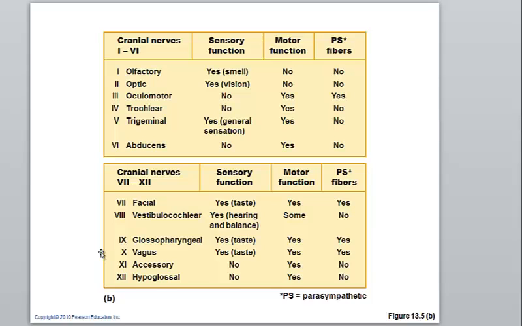Your eye movement is maintained by 3 cranial nerves: oculomotor, trochlear, and abducens. And you see all 3 of them are pure motor. Trigeminal, you have a mixed nerve there. Facial, again, mixed. Vestibulocochlear, mostly sensory, but with some motor function. Glossopharyngeal, vagus, mixed. Accessory and hypoglossal are pure motor in function.